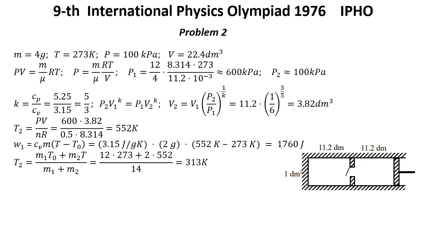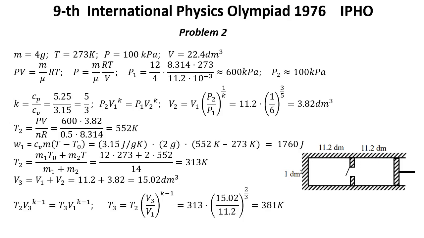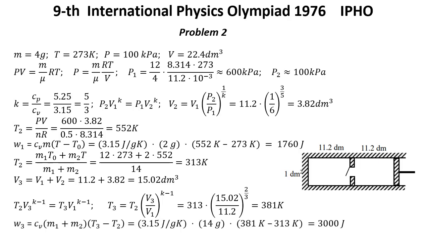During this phase there is no change in the energy, no work done on the piston, and adiabatic compression follows from 11.2 plus 3.62, which is 15.05 cubic decimeters, to 11.2 cubic decimeters. So after the new adiabatic compression, we finally get that the new temperature is 381 Kelvin. So after the whole work done, we have W3 equal 3000 joules.